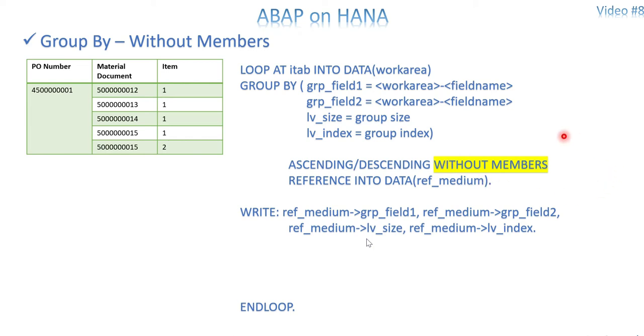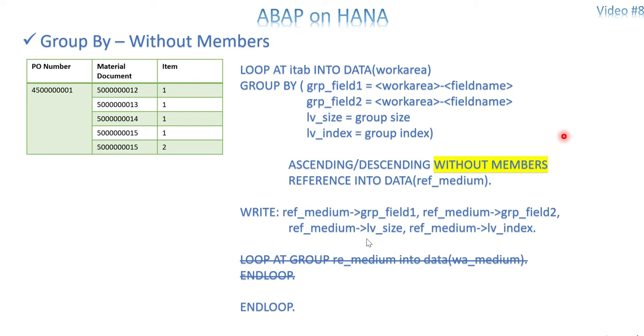If there are no members, you are not able to use the statement loop at group, because loop at group is mainly to read the members of the group, right? So if you use without members and you try to use loop at group inside the loop, you'll get a syntax error. Hopefully you have some clarity about group by.